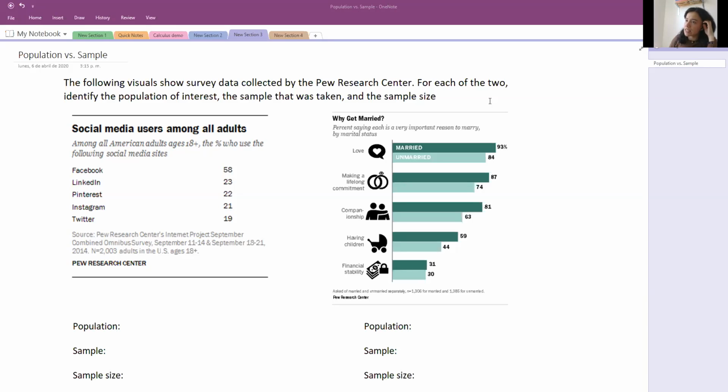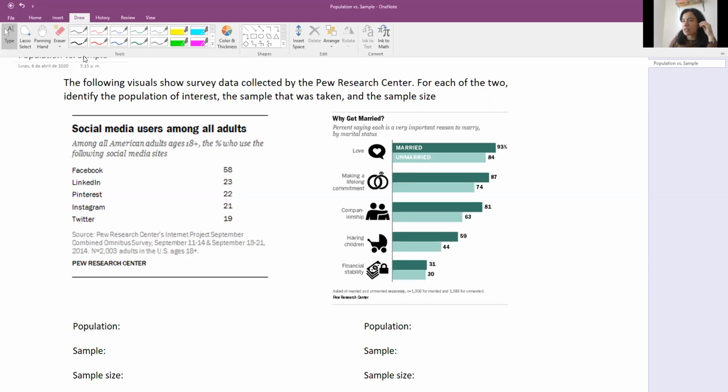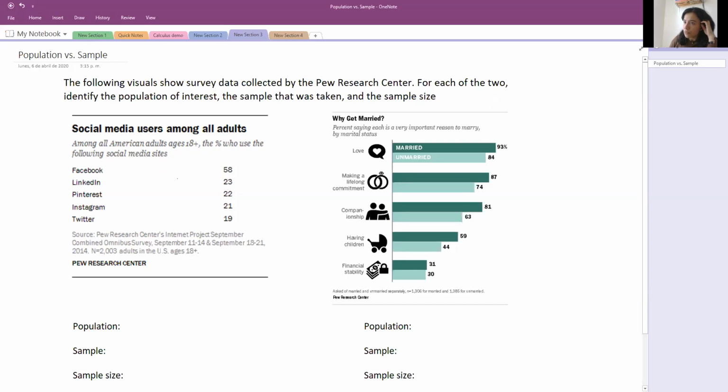So for example, in the first case, what we need to do is to determine for each one of the two studies what the sample is going to be, what the population is, and what the sample size is in each one of these cases. The first case you have, among all Americans, American adults aged 18 years old or more, the percentage who use the following media sites are as follows, right? So 58% use Facebook, 23% use LinkedIn, 22% use Pinterest, 21% use Instagram, and 19% use Twitter.